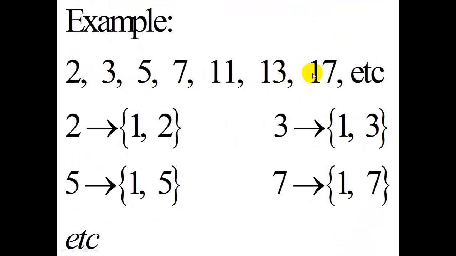Now, considering these prime numbers, we can see that 2 is a prime number, even though it's an even number. Why? Because 2 has two factors, itself and 1. 3 has two factors, itself and 1. 5 has two factors, itself and 1. 7 has two factors, itself and 1. So a prime number is a number that has two factors, itself and 1.